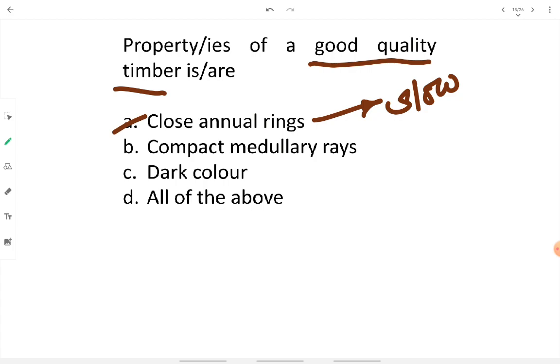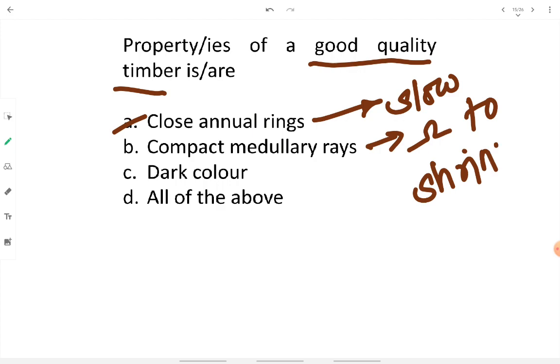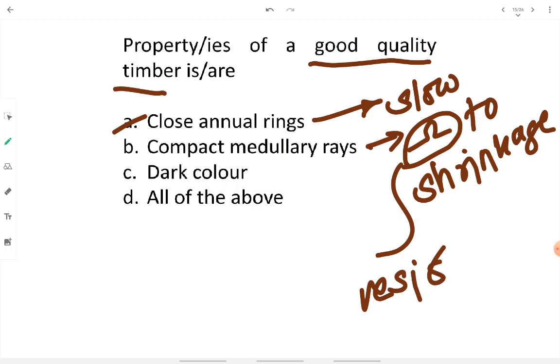Then compact medullary rays. The presence of compact medullary rays ensures better resistance to shrinkage. This ohm sign I draw is just for the word resistance. Better resistance to shrinkage. Therefore, the existence of compact medullary rays is good. Point number 2 is good to go.